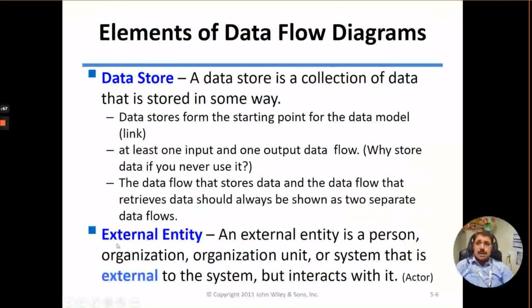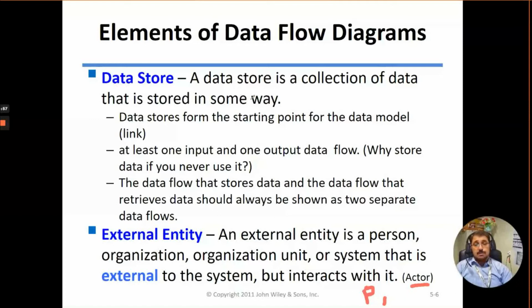Next one is external entity. In a use case diagram, if you remember, it is the actor. It may be a person, it may be some system, it may be another activity which initiates the process or which sends some input. So it is anything outside the system, external to the system, not part of the system.